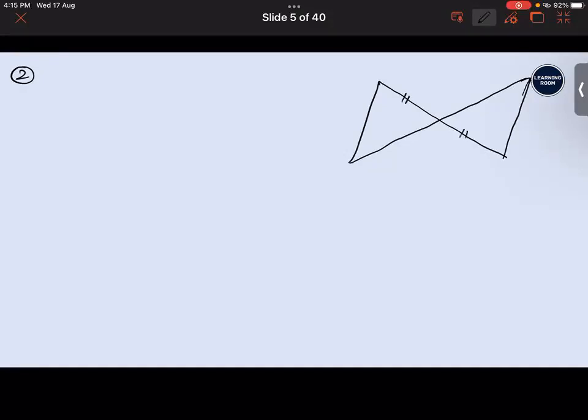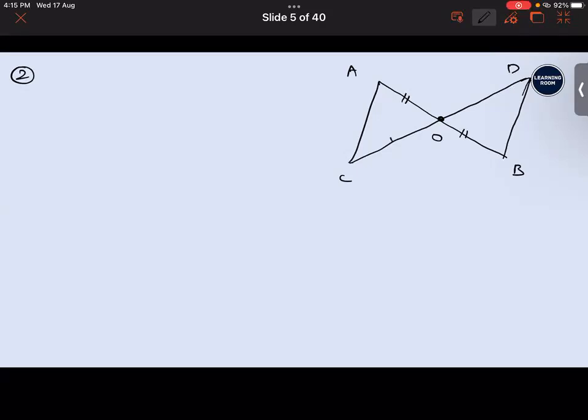RHS sometimes fails, but you can connect it to the other part. Like you can connect RHS to SSS or SAS. Okay, so let's read out. In the figure, point O is the midpoint of AB and CD. Prove that AC is equal to BD.